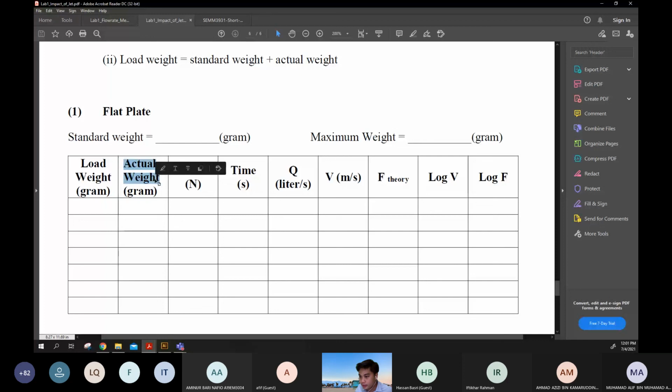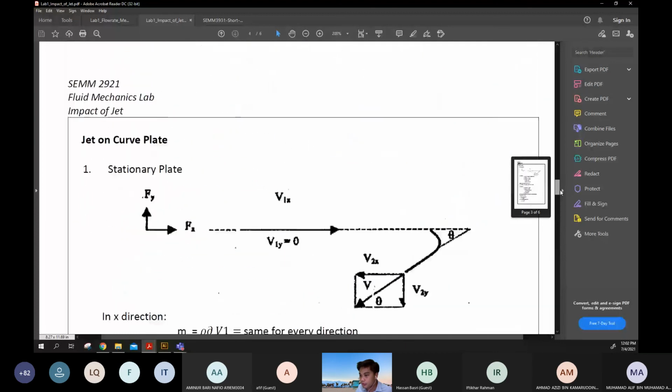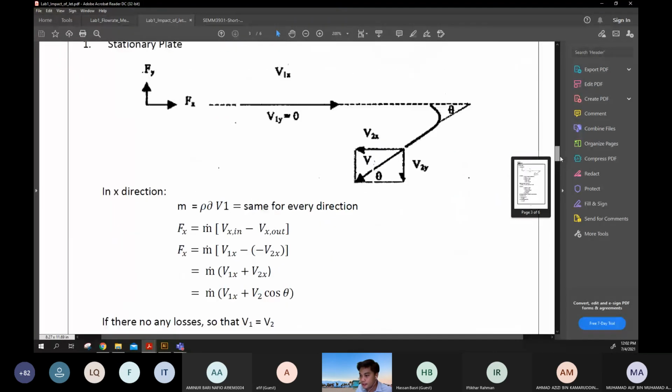We give you, okay, can you see this is the actual? Use this actual weight, for example, this is 1000 grams. Divide by 1000 to convert into kilograms, multiply by the gravity. Then you get this actual force. For the time, we give you the time as well as the flow rate. So for the velocity, you can directly get it from Q equals AV, the flow rate. Okay, that is the continuity equation.